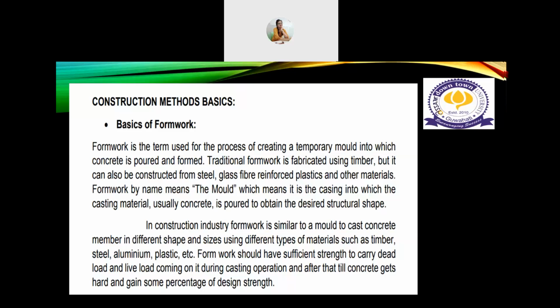So in the construction industry, formwork is similar to a mold to cast concrete members in different shapes and sizes using different types of materials such as timber, steel, aluminium, plastic, etc. Formwork should also have sufficient strength to carry dead loads and live loads coming on it during the casting operation and after that, till the concrete gets hard and gains some percentage of design strength.